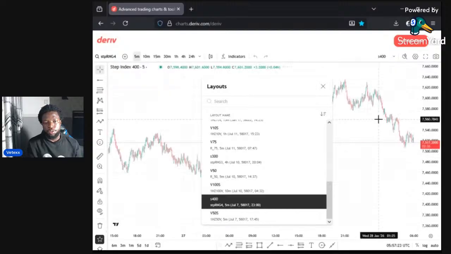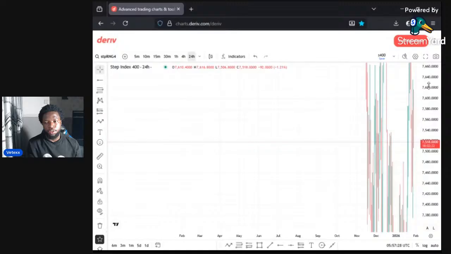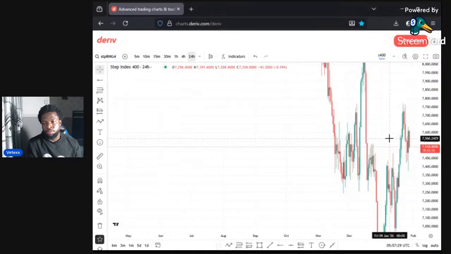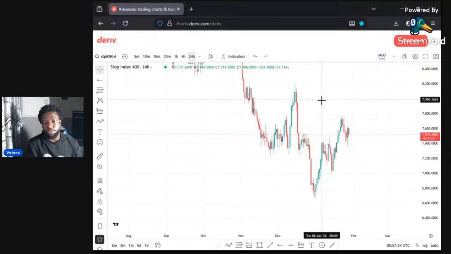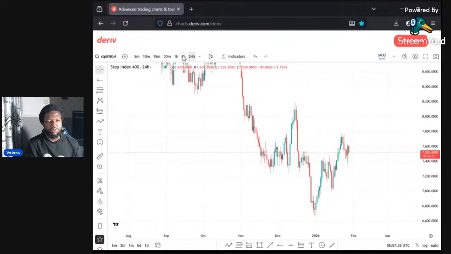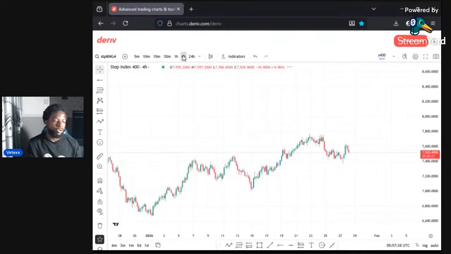Let's check out what Step 400 is trying to do. So starting from the 24-hour time frame, Step 400 is bearish. Okay, it's bearish on the 24-hour time frame, but no direction yet of where it's going to. So let's go to the 4-hour time frame and see if it's going to show us where it's coming from and where it's going to.